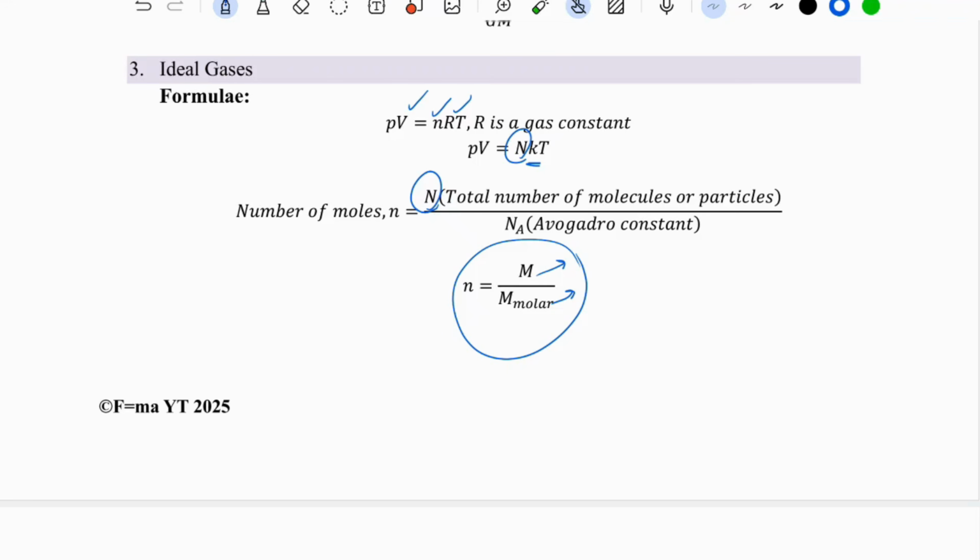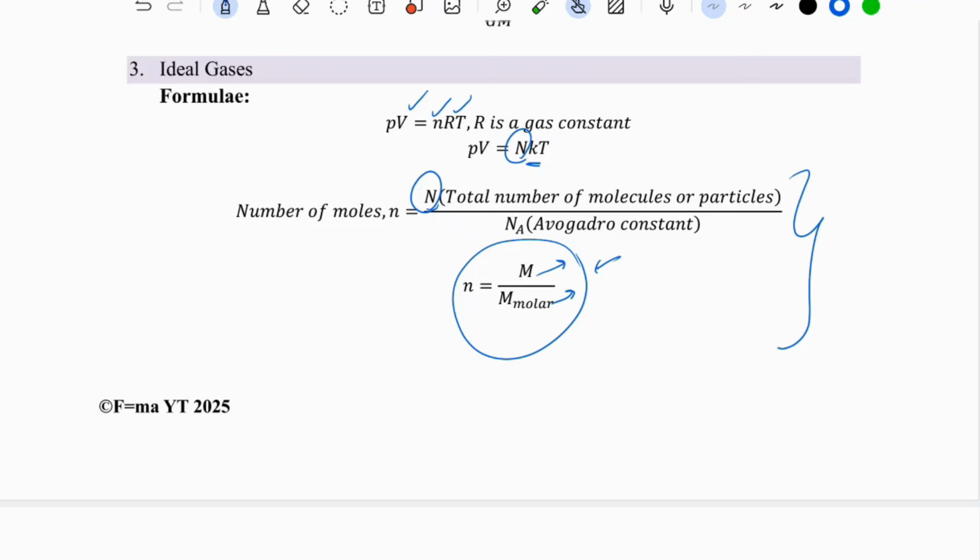Usually you use this formula when they already specify what type of gas. If, let's say, they say nitrogen gas, and they want you to find the number of moles, for example, you can use this if they give you the mass of the nitrogen gas and the molar mass of the nitrogen gas. Chemistry students are probably familiar with these two formulas because you use them a lot in your moles calculations in chemistry.